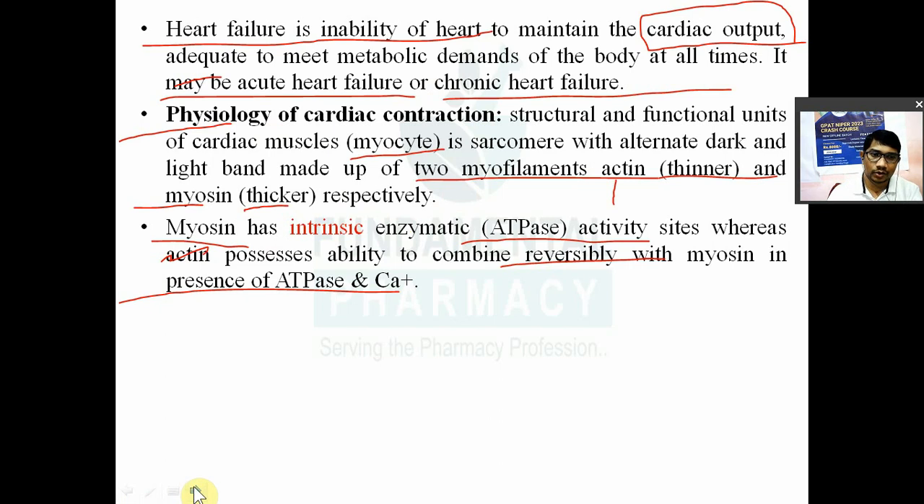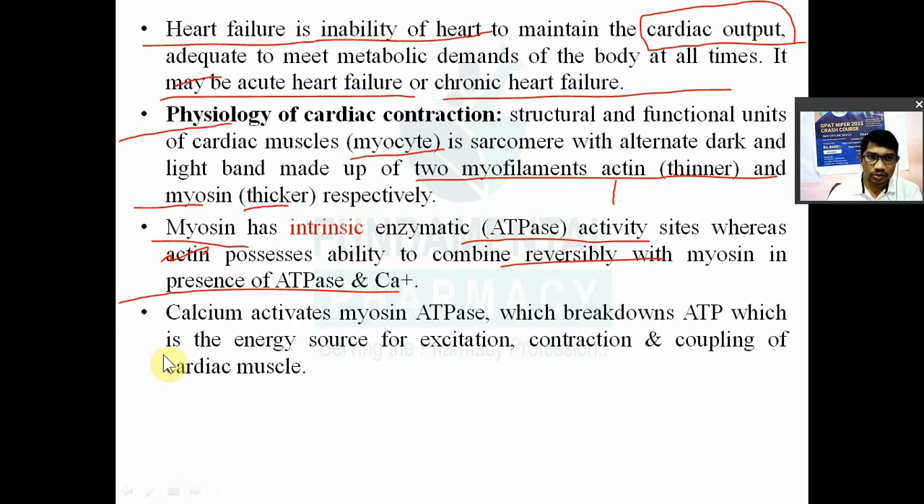Now, inotropic action of heart. Inotropic action means what? Because of the increased intracellular calcium ion, there is a contraction of cardiac muscle, and relaxation results from a change in the concentration of calcium in the myocardial cytosol.